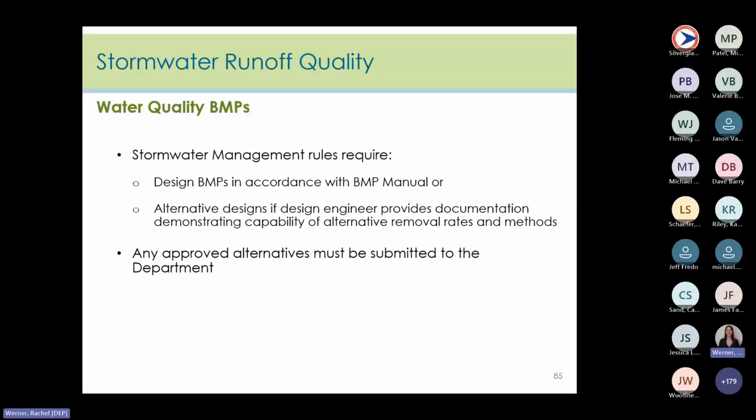And as mentioned before as well, BMPs shall be designed in accordance with the BMP manual because there are specific design criteria that need to be met for a BMP to merit the approved TSS removal rate. However, alternative designs may be submitted for approval if the design engineer can provide documentation demonstrating capability of alternative removal rates and methods. And these approved alternatives must be submitted to DEP.